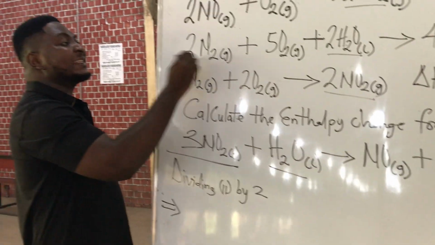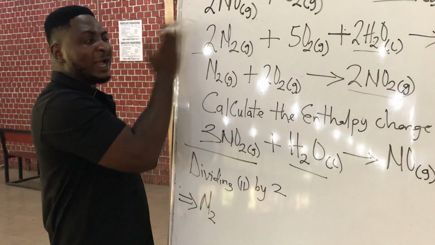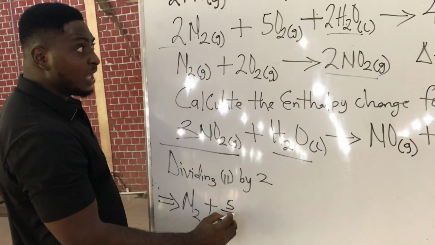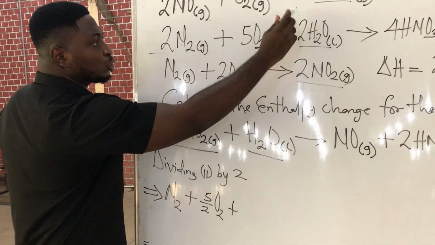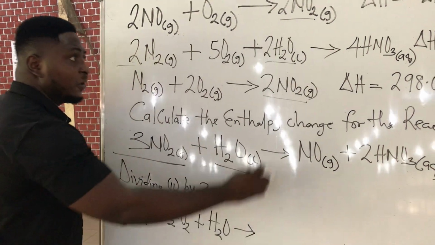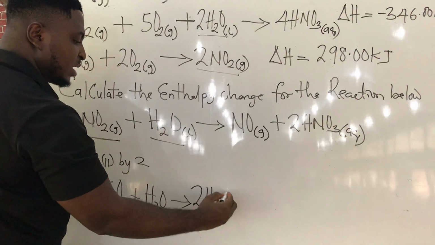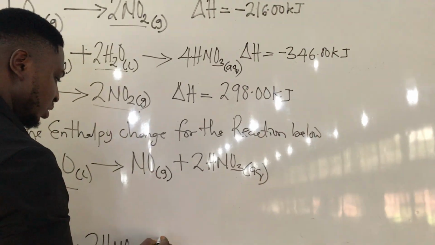We divide this equation by 2. What do we have? N2, right? 2 divided by 2 cancels out, N2 is remaining. Plus 5 over 2 O2, plus 2 over 2, the 2 cancels out, plus H2 to give 4 divided by 2, 2HNO3. Class, when you divide a reaction by 2, what happens to the enthalpy change?